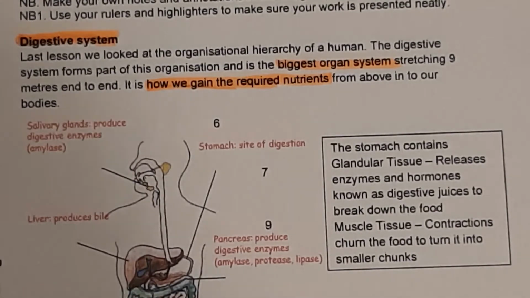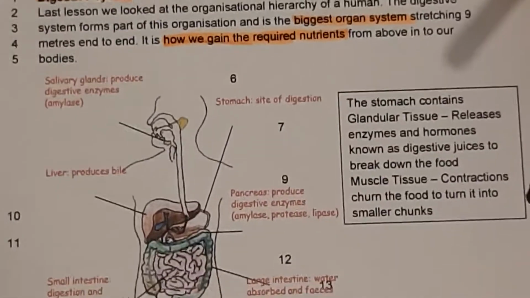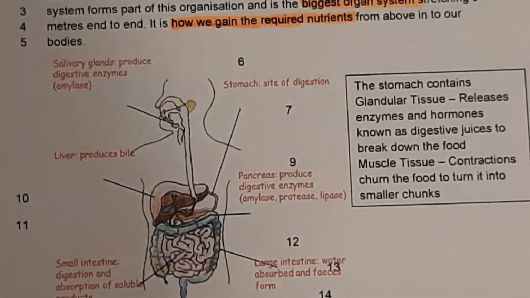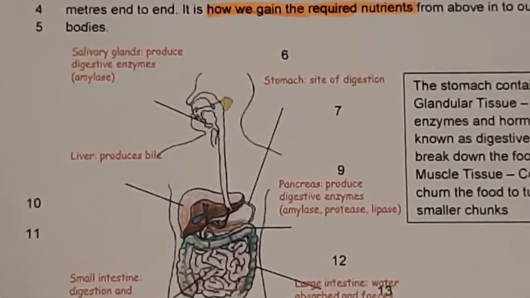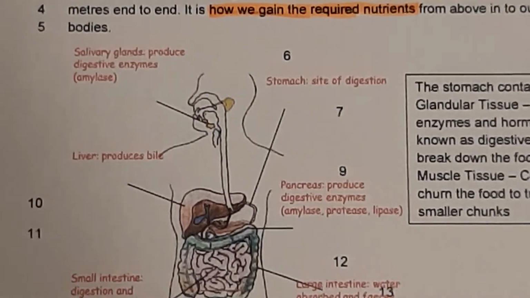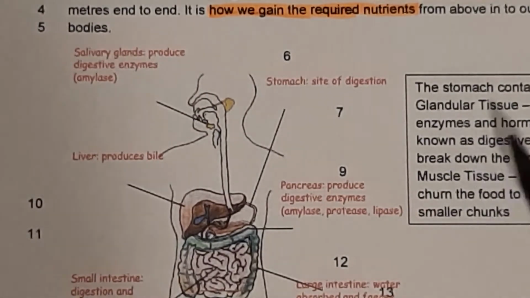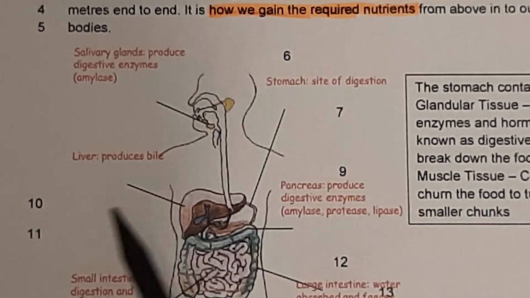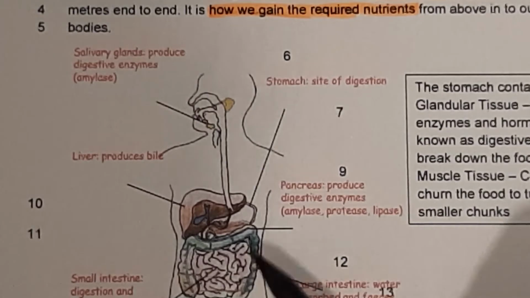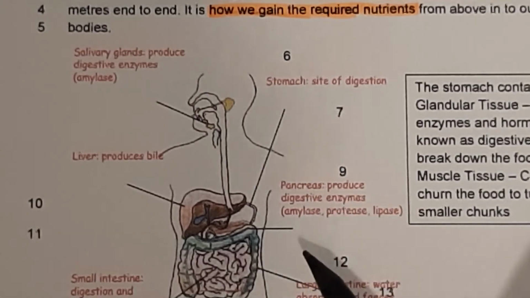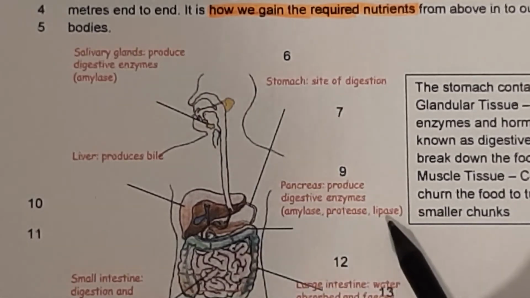Now I'm not going to highlight those in orange because you won't be able to see them. But as you can see, the salivary glands, I'm going to zoom in. So the salivary glands produce digestive enzymes such as amylase. The stomach is a site of digestion. The liver produces bile, which is stored in the bile duct. And then the pancreas produces digestive enzymes for all three, so amylase, protease, and lipase. That's the digestive enzymes for carbohydrates, proteins, and fats.